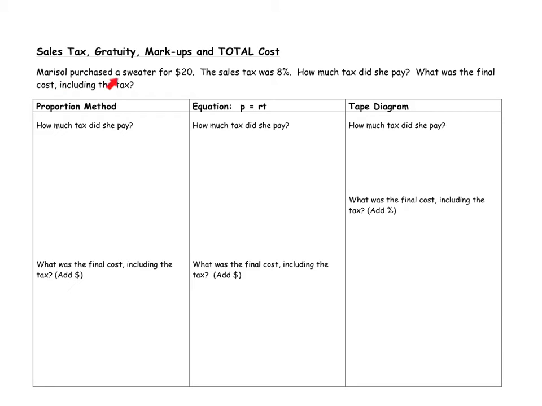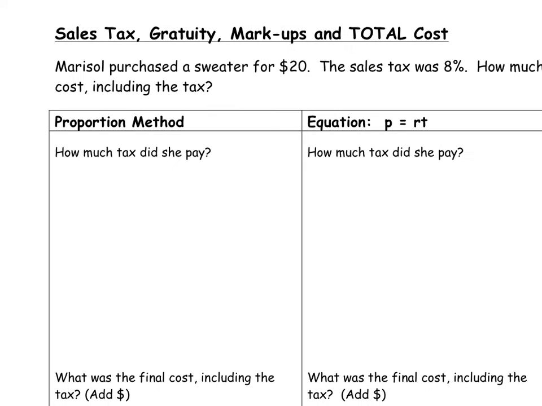It says Marisol purchased a sweater for $20. The sales tax was 8%. How much tax did she pay? What was the final cost, including the tax? So, just like when we're working with discount and sales price, we can use a proportion. We can use our equation, part equals the percentage rate times total, and we modeled that with a tape diagram. So let's go through those three ways. We're going to focus right now on just the proportion method.